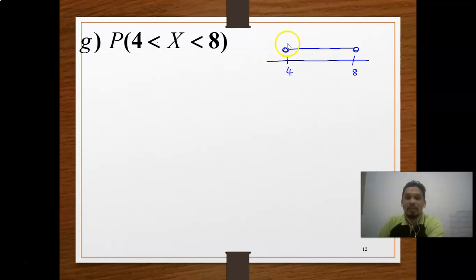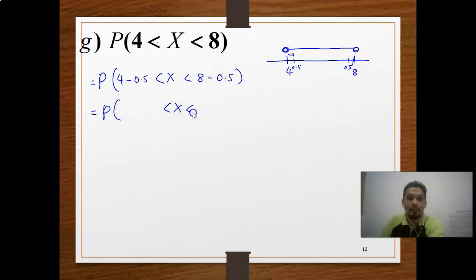So for this one, because it does not include 4, we move 0.5 unit to the right, and since this also does not include 8, we minus 0.5 to the left. So now it becomes 4 minus 0.5 and 8 minus 0.5. 4 minus 0.5 is 3.5, 8 minus 0.5 is 7.5.